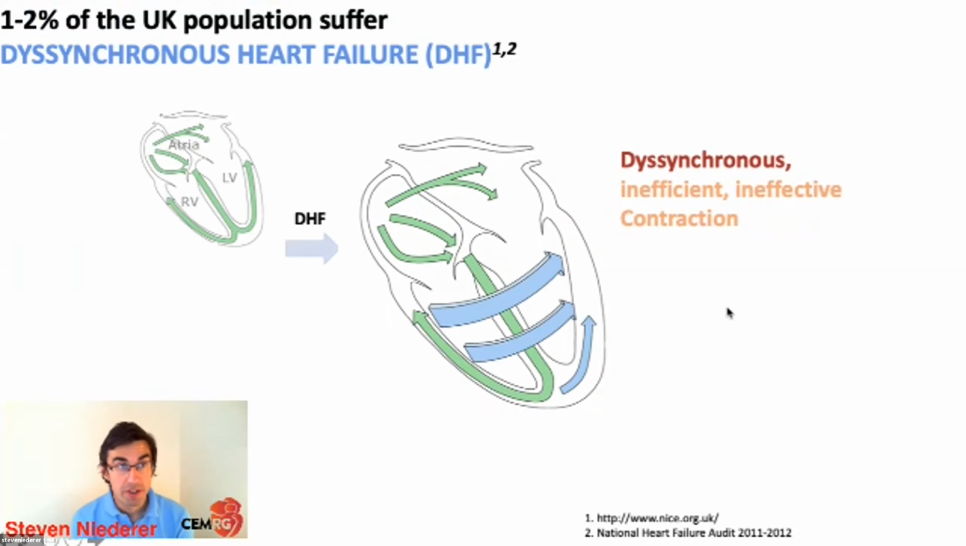About 1.1 to 2% of the UK population suffer from heart failure. In these patients, there's a chance that the rapid activation system on the left-hand side of the heart will fail, leading to left bundle branch block. This means that the activation no longer rapidly activates both ventricles at the same time. The right ventricle is activated rapidly through the Purkinje network, the fast conduction system, and then the left ventricle is activated much more slowly as the activation wave has to move through the myocardium. So this leads to a desynchronous, inefficient, and ineffective contraction pattern.